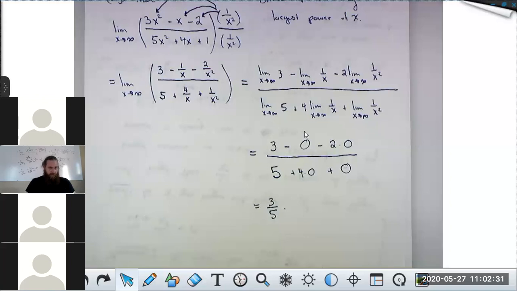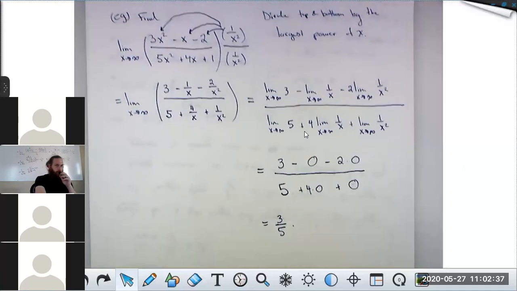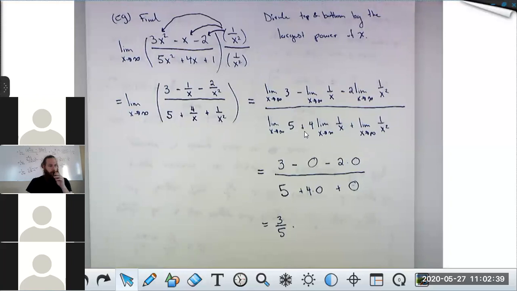Questions on this example? Of all the stuff we're doing in 2.6, this is probably the most crucial example to understand because this is the fundamental idea that will come back.